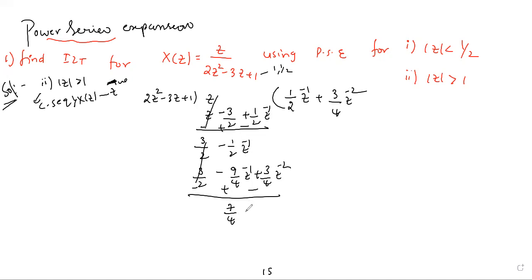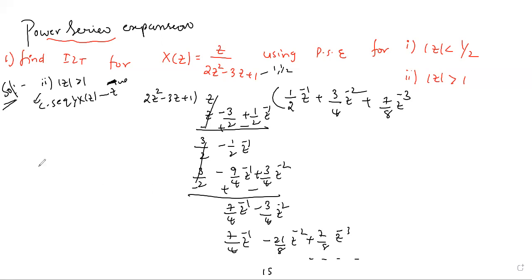Z inverse minus 3 by 4 z power minus 2 plus 7 by 8 z power minus 3. Here 7 by 4 is there. 7 by 8 into 2z square, you get 7 by 4 z inverse. Next term, minus 21 by 8 z power minus 2 plus 7 by 8 z power minus 3, and so on. Like this it is repeating. So finally we write x of z. One more term you can take if you want.